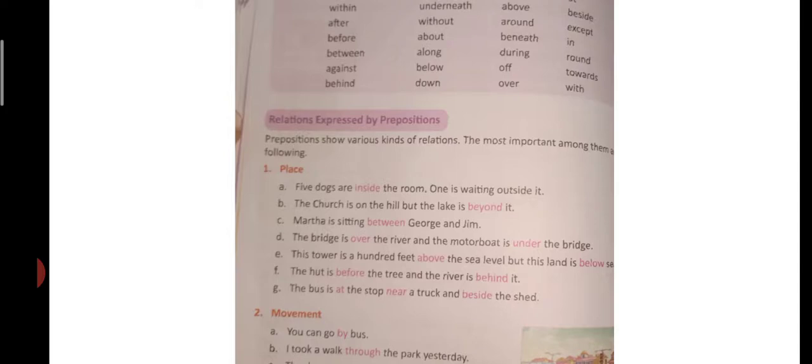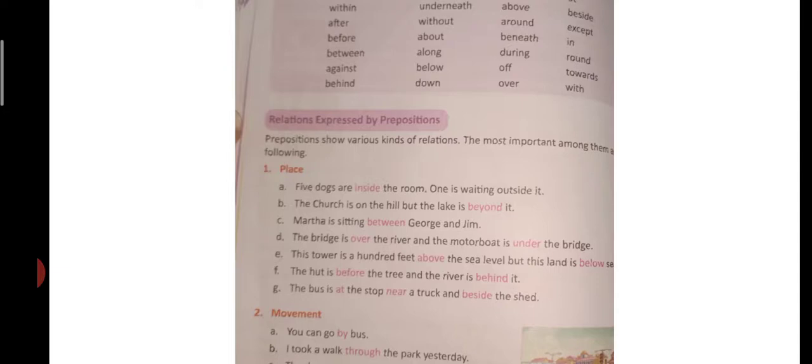Here I will tell you one by one. The first is place. The prepositions which show where something happens are called prepositions of place. For example, here you can see the examples. Five dogs are inside the room. One is waiting outside it.